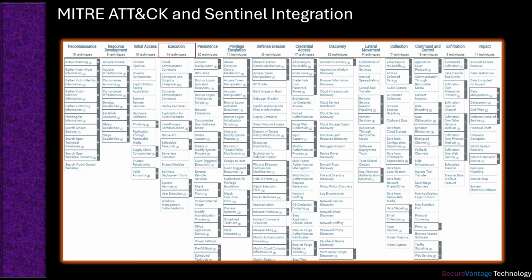The objective of the execution phase is to run malicious code on a target system. Once inside, attackers execute their code to carry out their objectives, which could range from deploying ransomware to setting up backdoors for further access. Techniques used are command and scripting interpreter, user execution, scheduled task, etc.